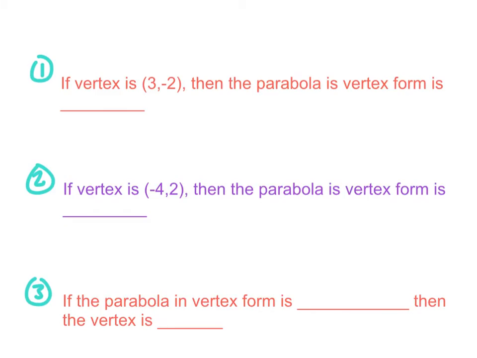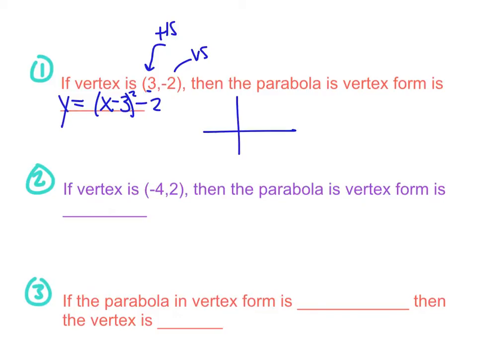Alright, so let's start with a little review. If the vertex is 3, negative 2, then the parabola in vertex form is... So I'm going to say it's y equals (x, and then we're going to negate this, so negative 3) squared minus 2. Okay, so this is my horizontal shift, which gets a negative 3 then, and my vertical shift. So let's go ahead and label horizontal shift, vertical shift. So what that's telling me is I'm going to go right 3 and down 2, make my vertex, and I'll draw my parabola in.